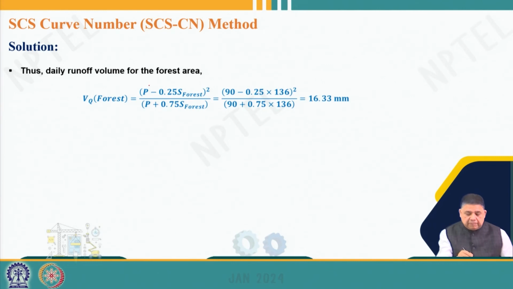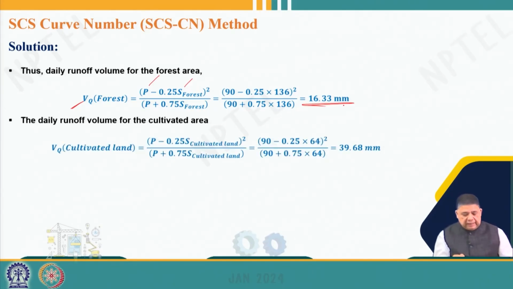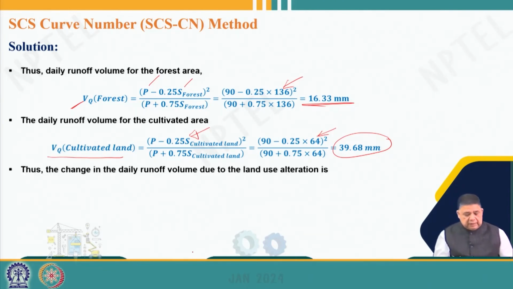Now, we know the value of P and we know the value of S for forest as well as for cultivated land. So, we can calculate the runoff depth volume for both types of land use. For forest, by putting the values of P and S forest, we get a value of 16.33 millimeters. And for the daily runoff volume for cultivated area, we have to change the value of S, which is 64 against 136 here. So, we get a value of 39.68 millimeters.